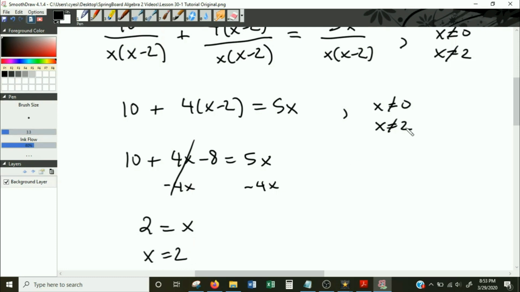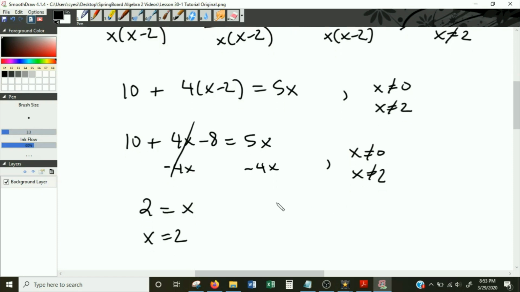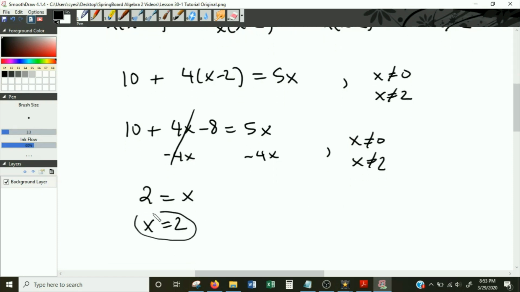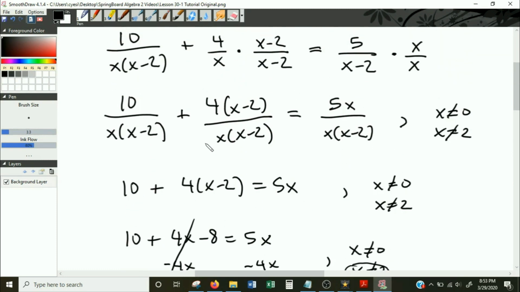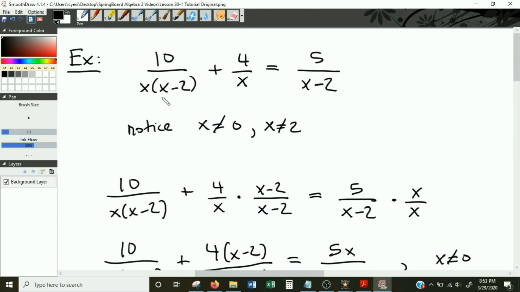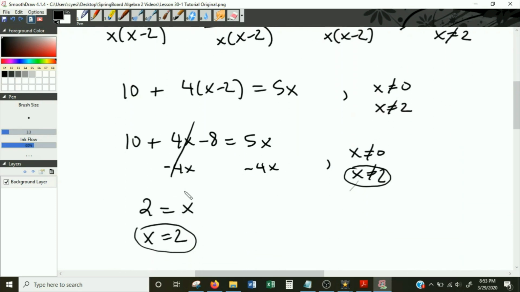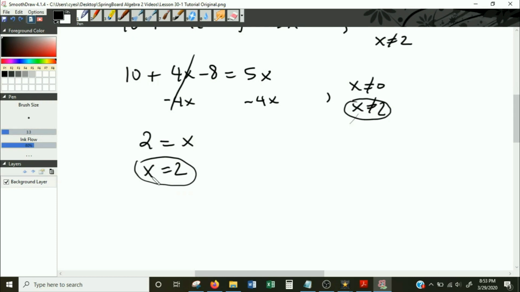But wait a second. We had x cannot equal 0 and x cannot equal 2 the whole time. So these two things clash. We can't have an x equal to 2 because in our original equation, if I plug 2 here, I get 0 for this, and then this whole thing becomes infinity, and then we get a big mess. So that means that since x equal 2 was the only possible solution we were considering, but it's contradicted by this restriction, we call this an extraneous solution.